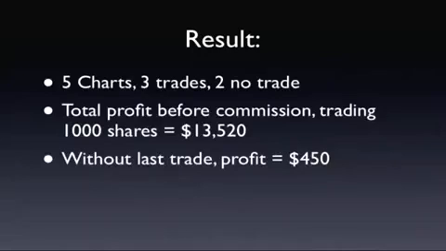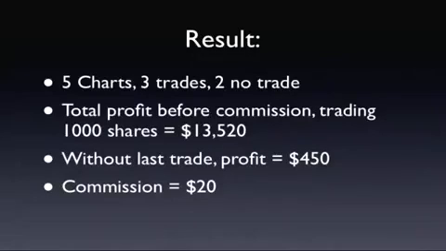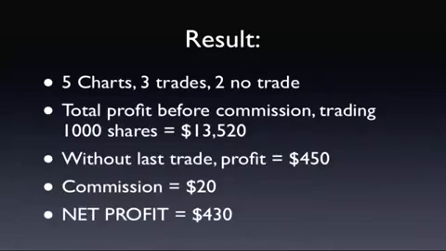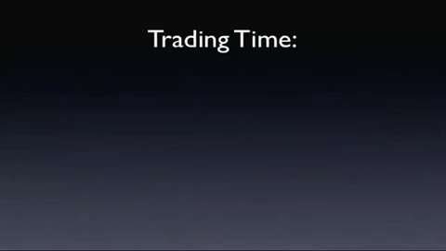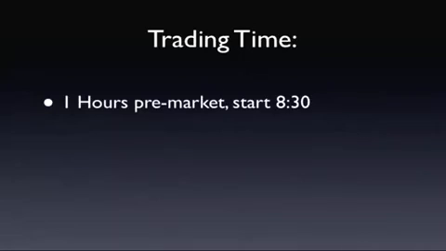But just with the other 2 alone, we made a profit before commission of $450. Commission trading 1,000 shares on those 2 trades would have come out at just $20 using a discount broker. So our net profit for the day was $430. The time taken to make that money was about an hour's pre-market work to go through and find some stocks that are going to move, and I haven't really covered that in this strategy. That's a separate part of the strategy, finding stocks to trade.